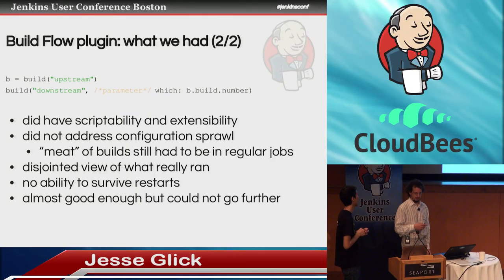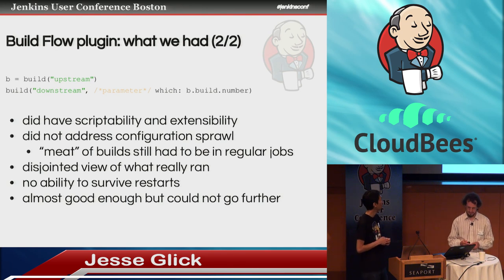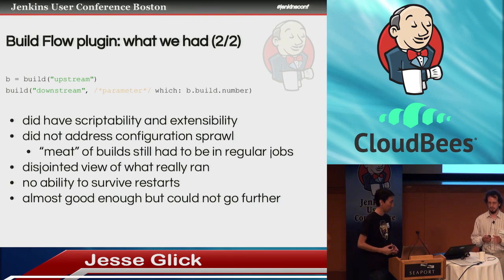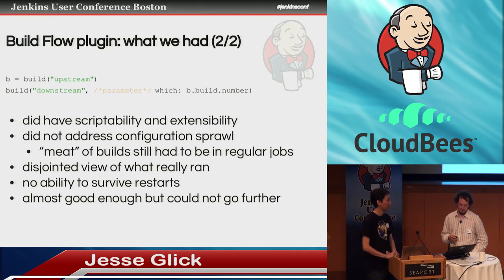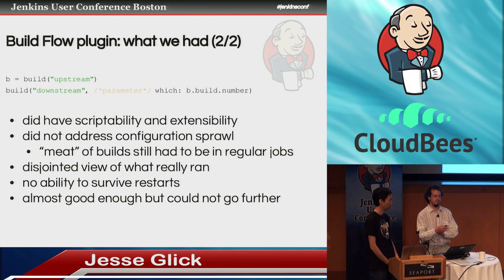There was a build flow plugin, which we used as inspiration for our work. It was a plugin that let you write a script that orchestrated several standard Jenkins jobs and ran them in different kinds of sequences and passed parameters between them. So it did have some of the basic qualities that we wanted. You could script it in different ways, you could extend it with new functions, and it brought together at least the high-level logic of the flow in one place.